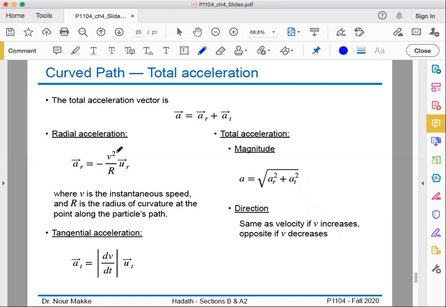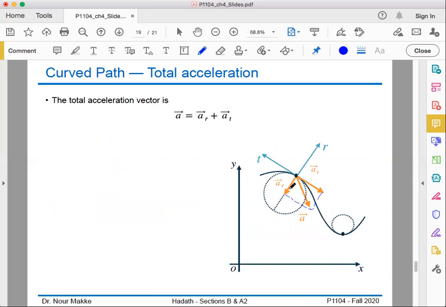The radial component has the same definition and value as we have seen for the centripetal acceleration. So AR is equal to V squared over R. And you have here a minus sign with UR to say that AR is pointing inward. So as you can see in here, the radial direction, as we have said, points outward along the radius of the circle. So this is why here you define it as pointing outward.